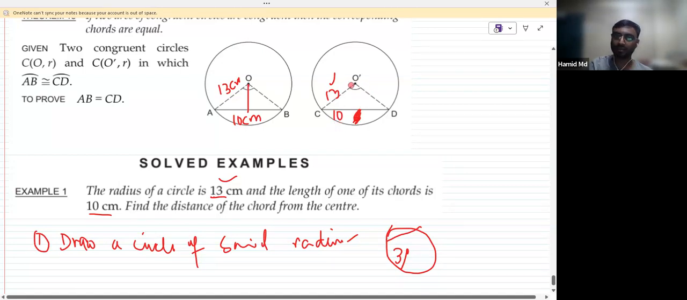You got that figure? Now we have to find the distance of the chord from the center. So just draw a perpendicular from the center. Now find this distance, the distance of the chord from the center. So how will you do it?